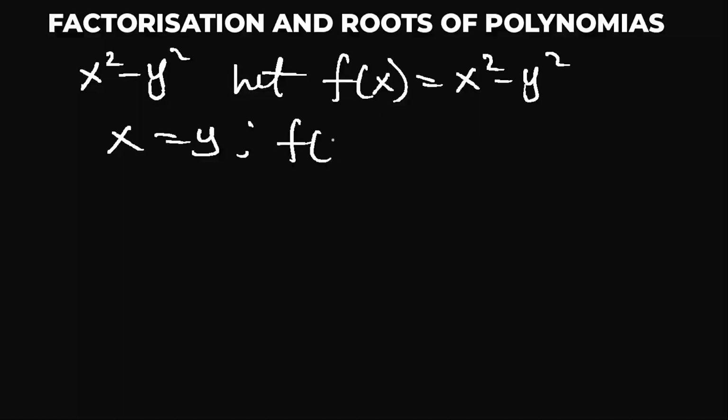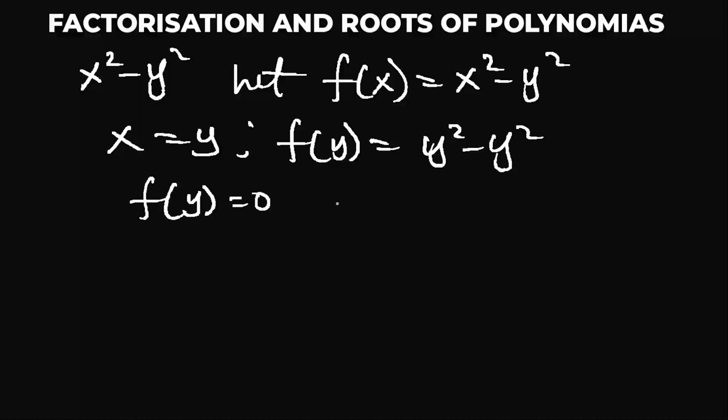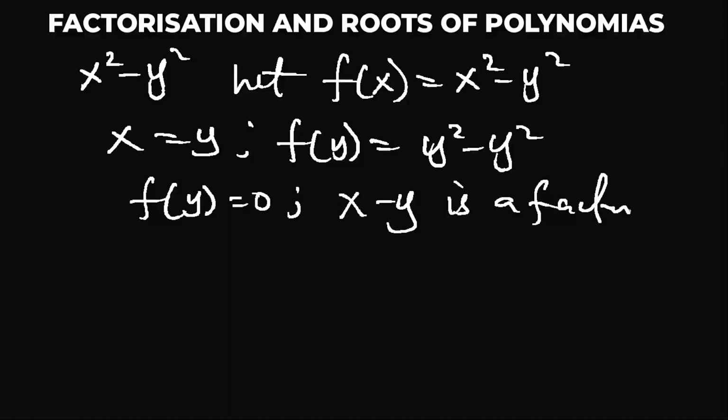So that shows that f of y is equal to y squared minus y squared. So f of y is equal to 0. So if f of y is equal to 0, that means x minus y is a factor. Now that we've gotten one of the factors, we can find the other factor using comparison.